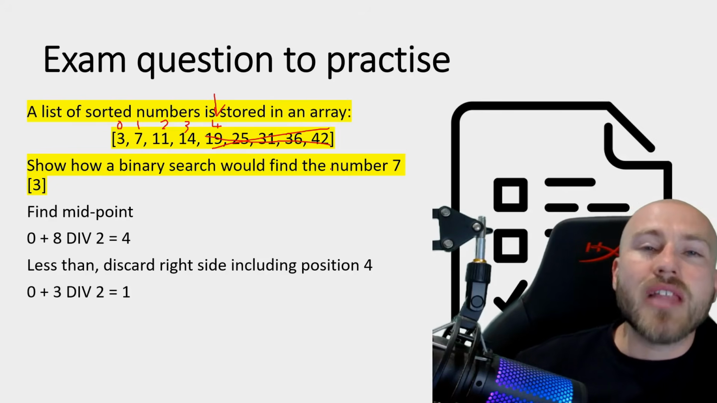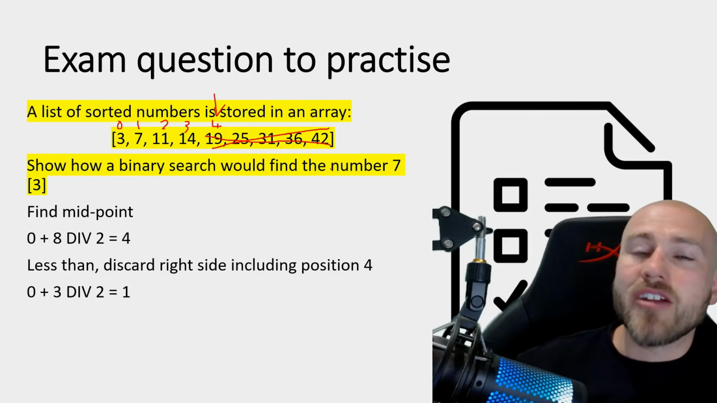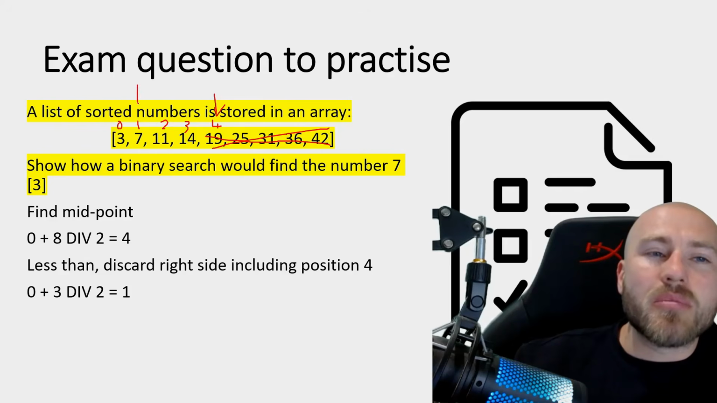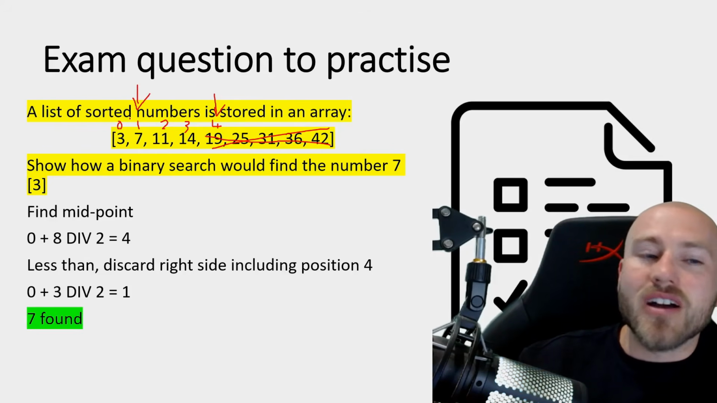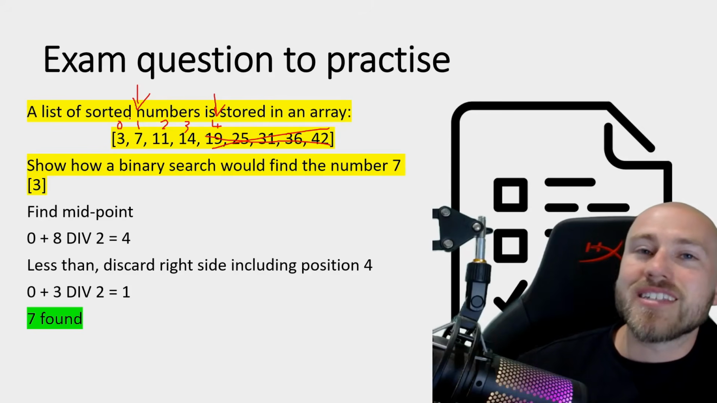Then we're going to use our new left side added to our right side, which is 0 plus 3. Div 2 is going to give us 1. So we are now looking at position 1 and we have found our data. So 7 has been found. That's the end of the question.